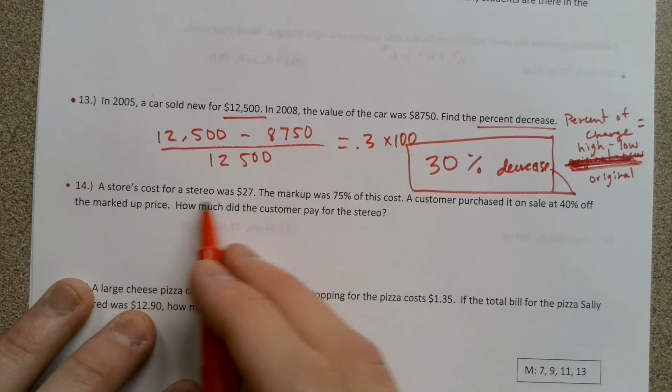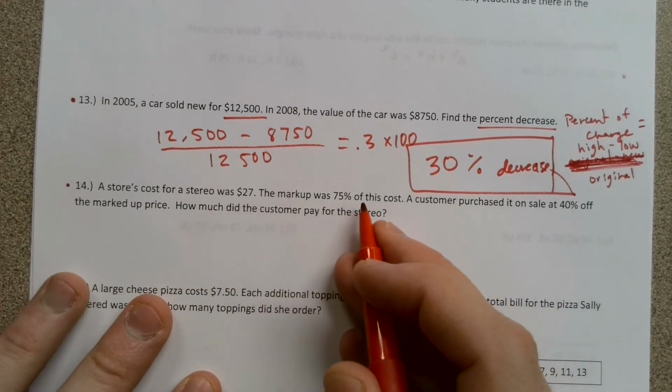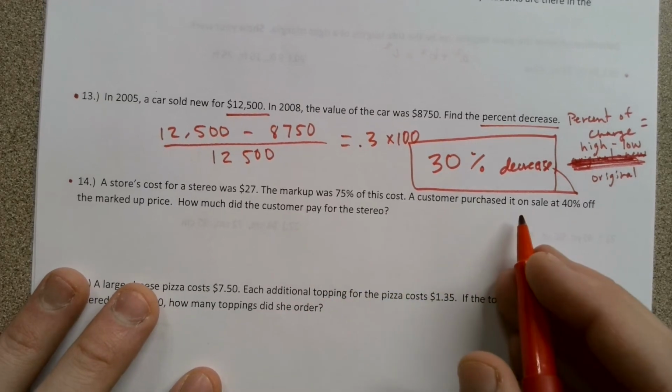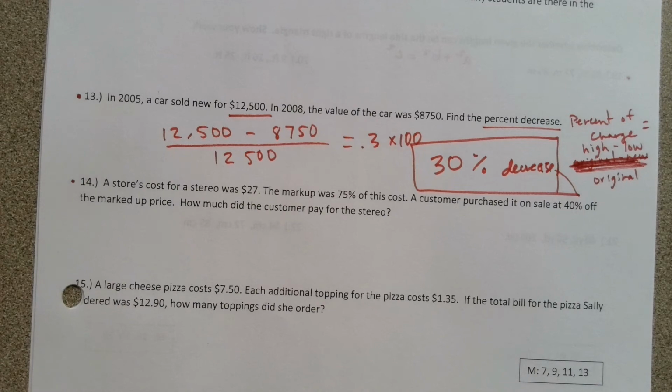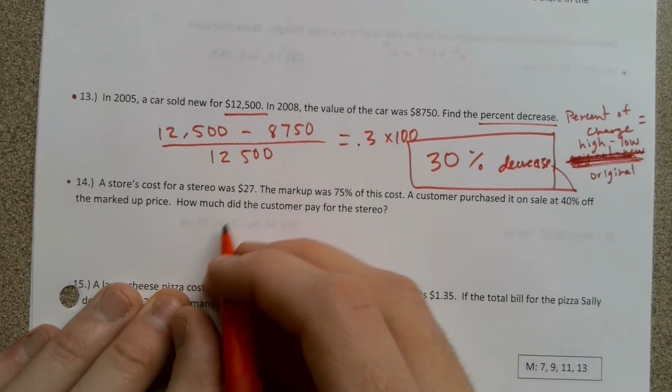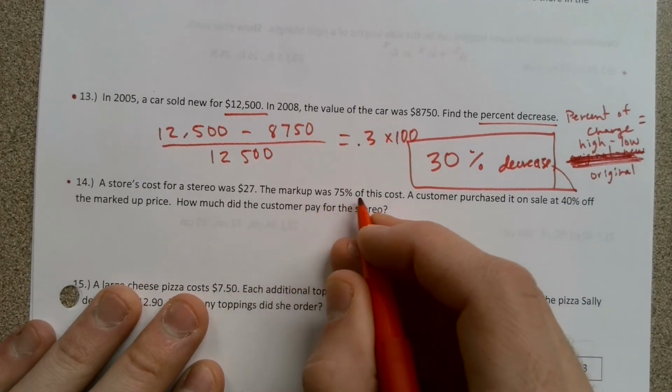The store's cost for a stereo was $27. The markup was 75% of this. A customer purchased it on sale for 40% off the markup price. We got a couple steps here. First, the markup was 75% of the cost.